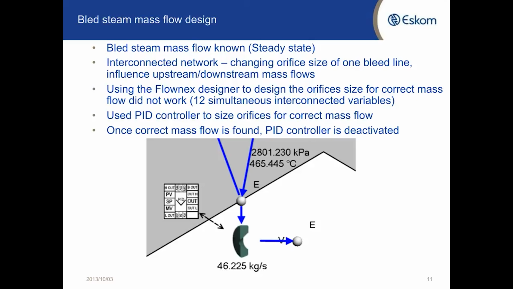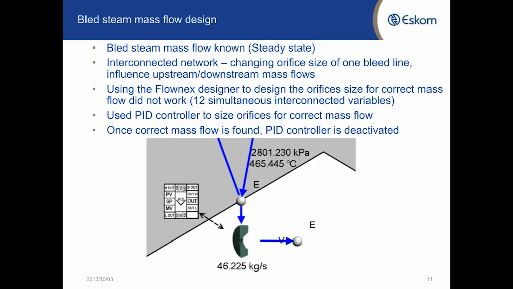So first I tried to design it in the Flownex designer to design the orifice size to get the correct mass flow. I think there are like 12 interconnected variables that I need to design, and on my computer it didn't work at all. It crashed every time. So I'm not sure if it's possible to do it like that, but to get it done a bit easier and faster, I used PID controllers to size the orifice to get the correct mass flow.